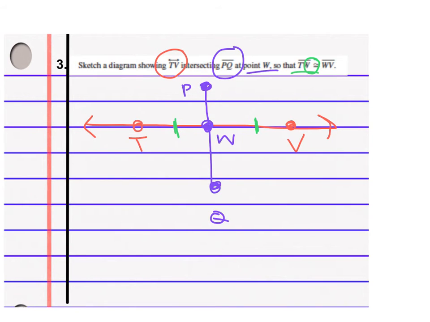Okay, so I have line TV in red that goes on forever. I have line segment PQ in purple. They intersect at point W. And I have marked that TW and WV are congruent.